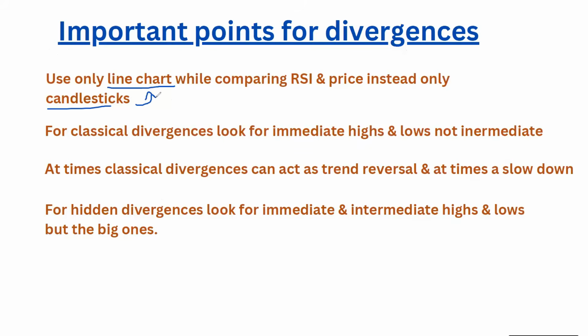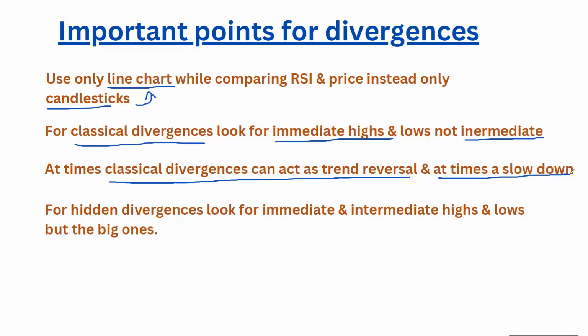ठीक है? इसको आप practice करिए. Practice this for a few days. I think you will get a hang of it. For classical divergences, यानी कि what type of divergence I'm talking about? Positive and negative, which are reversal in nature. Always look for immediate highs and lows, not intermediate. Intermediate किसके लिए ढूंढेंगे? Hidden divergences के लिए. ठीक है?